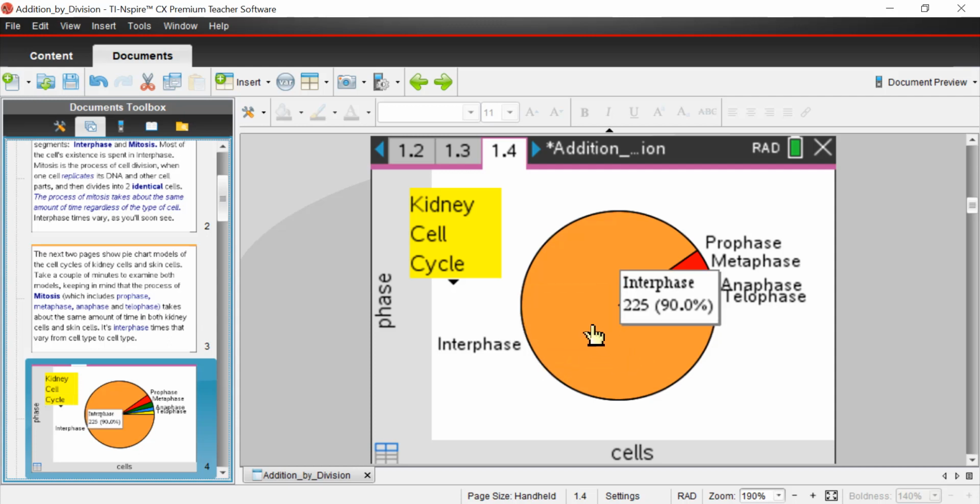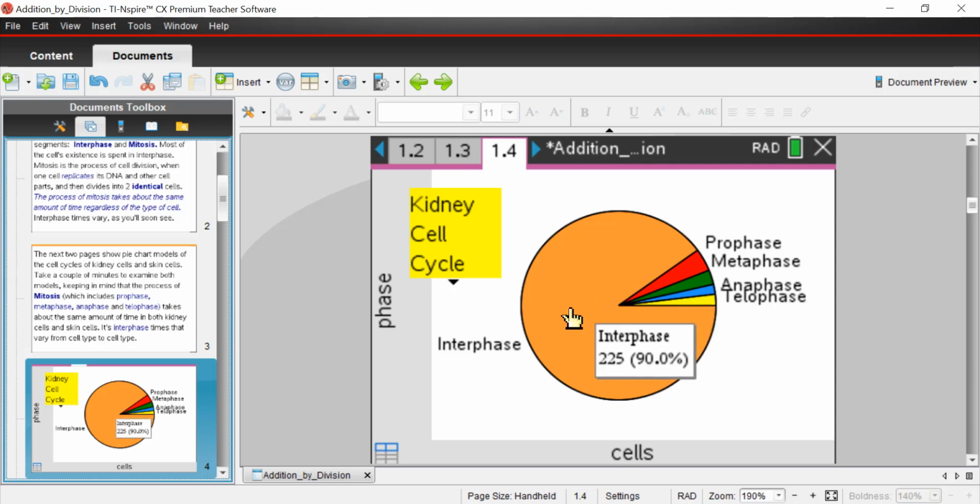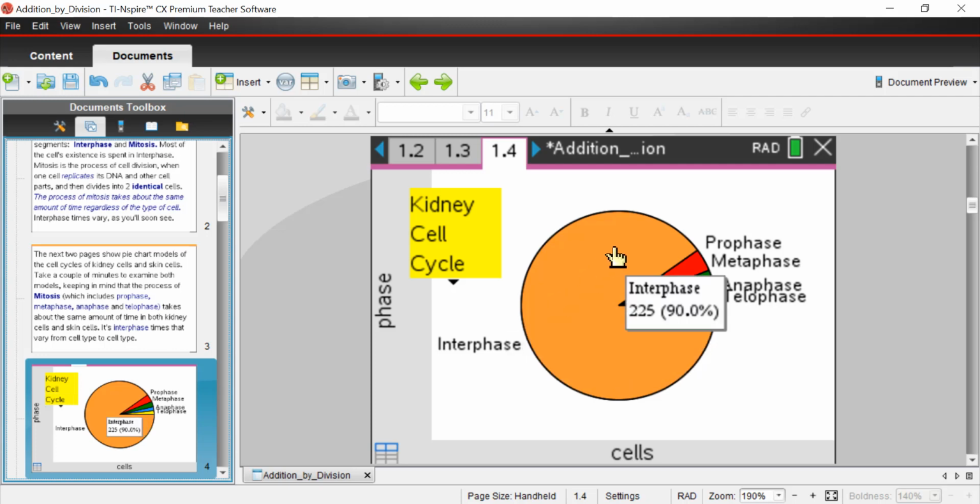So we did a cell count of a kidney cell tissue sample, and 225 of those cells in the sample were in interphase, whereas 10 were in prophase, 6 were in metaphase, 4 were in anaphase, and 5 were in telophase. So what does this mean?